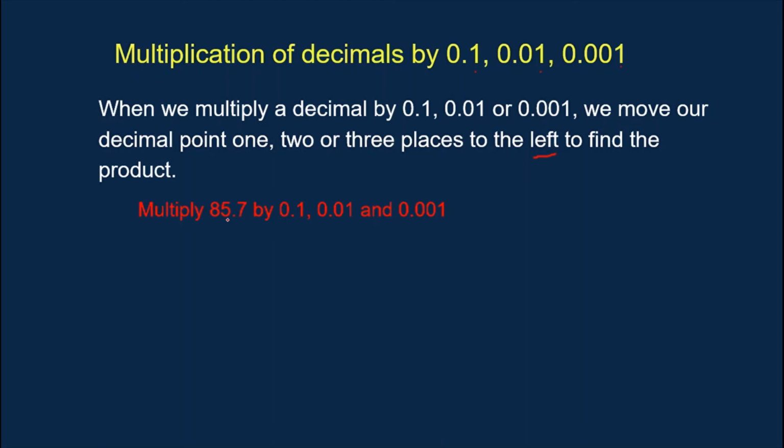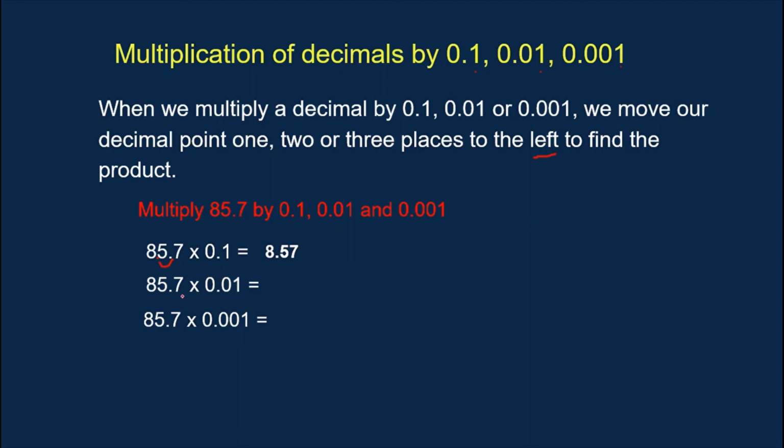Multiply 85.7 by 1/10, 1/100, and 1/1,000. Let's try to have here 85.7. Multiply it by 1/10. So we have here one digit only, so we're going to move our decimal one place to the left. Okay, so this will be now the new place of our decimal point. And for our final answer, we have 8.57. Okay, so move one place to the left.